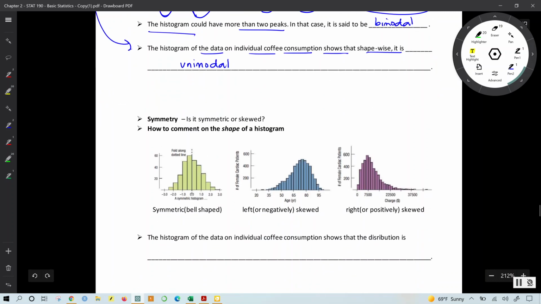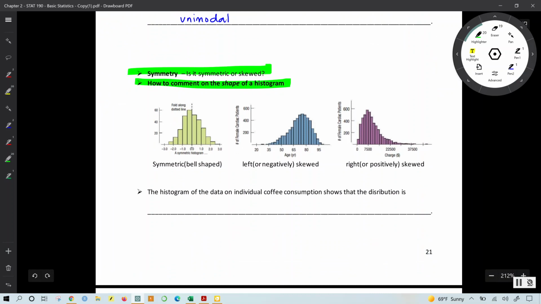Another characteristic to look for when you look at a histogram is to check if it is symmetric or skewed. And how do you comment on that? Let us see different cases. You have a symmetric one, in which there's an approximate line through which if you cut the histogram, one side will be a mirror reflection of the other side, approximately speaking. This is said to be symmetric or bell-shaped. In later classes, we're going to learn more about this type of distribution, also called normal distributions.